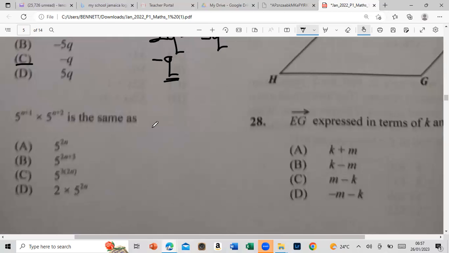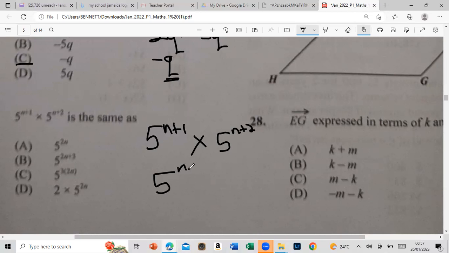This one too, but let me rewrite it. So it's 5 to the n plus 1. I think the back part of it is better. We have 5 to the n plus 2. Alright, so since the base is the same, we add. So we're going to add n plus n, let's group them, and 1 plus 2. So that is going to give us 2n, n plus n, that's 2n plus 3. So that will be B.